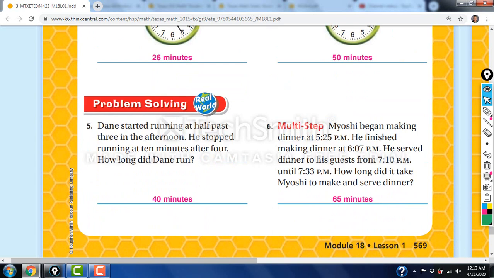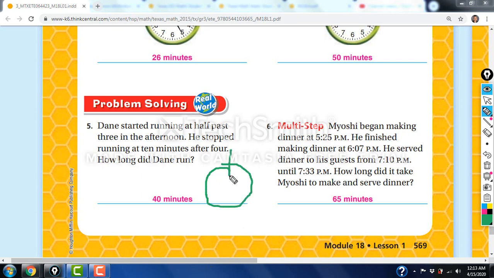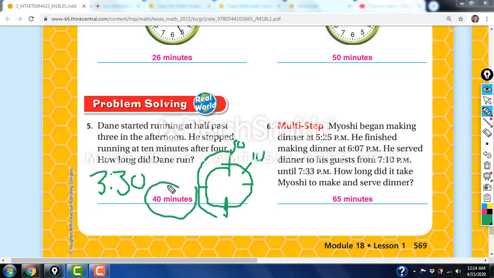Okay. Dane started running at 3:30. Now 3:30, I know this is quarter. I know this is half. He stopped running at 10 minutes after 4. So he started running here. I know this is 30 minutes here. And then 10 minutes here, so I'll add the 30 that it took him to get here, and then the other 10 minutes, and that gives me 40.